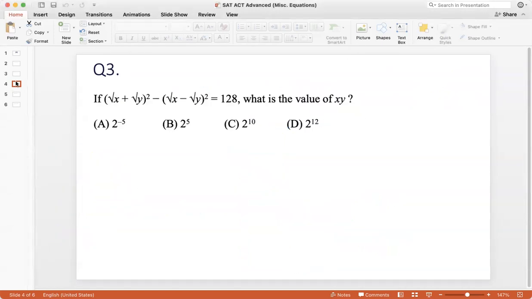Okay, question 3. If (root x plus root y) the whole squared minus (root x minus root y) the whole squared is 128, what is the value of xy? Okay, so we have, one second. Yeah, so we have, right here, just clear this up first.